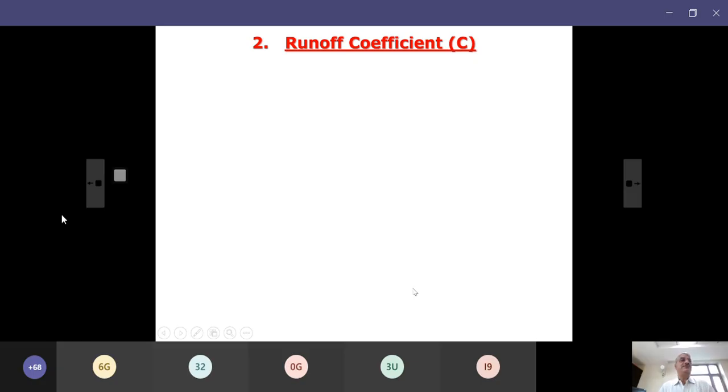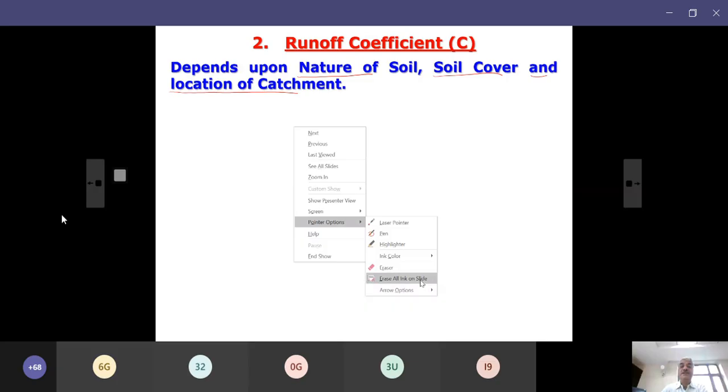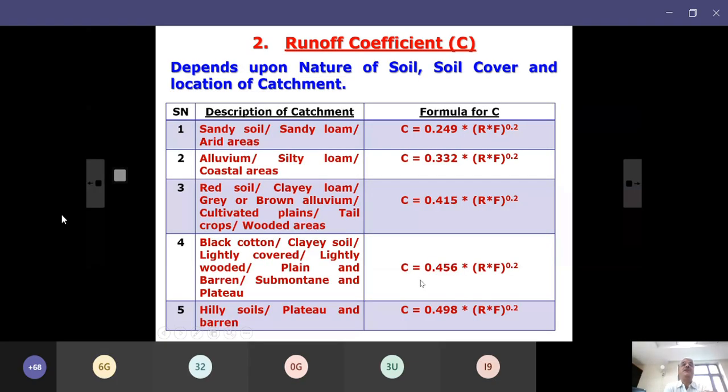If it is concrete, it will be very higher value, water will come immediately. If it is grass or different type of soil, it may come slowly, runoff coefficient will be less. So it depends on nature of soil. Like clay soil will be faster, sandy soil will be slower. Soil cover also, barren land travel faster, green vegetated land will travel slow, and location of catchment also. Location means basically slope. So depending on this RBF 16 gives a table.